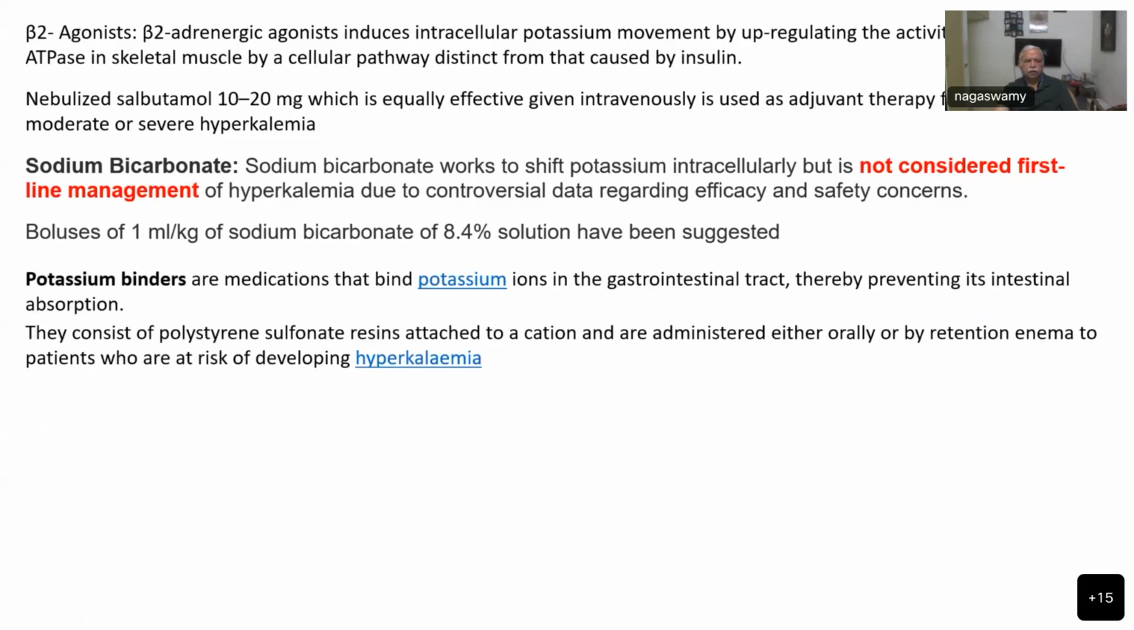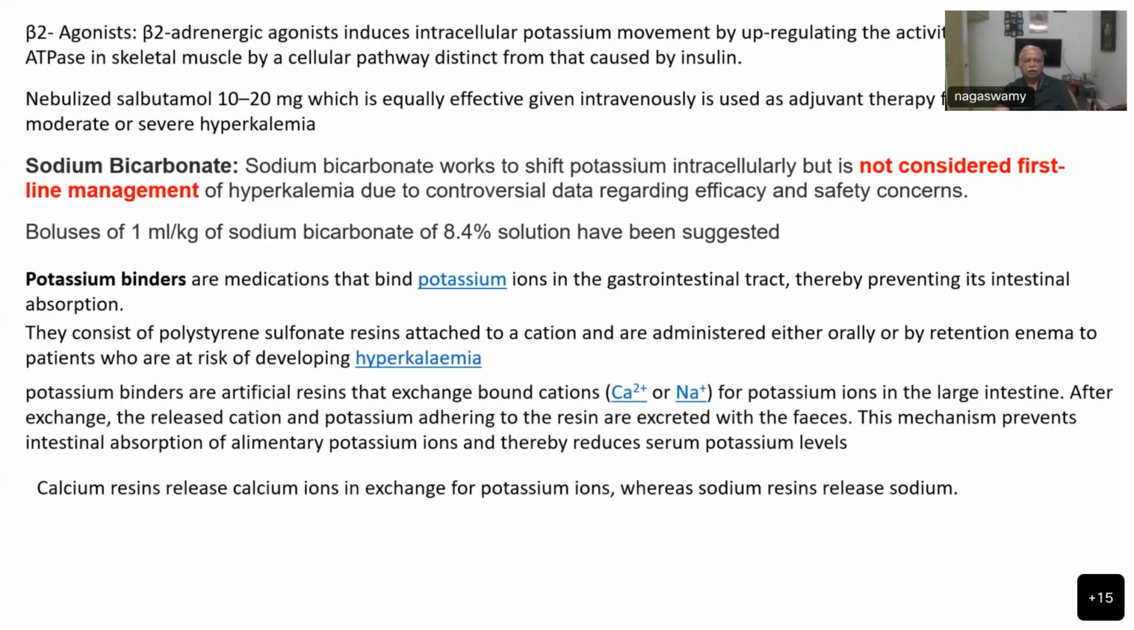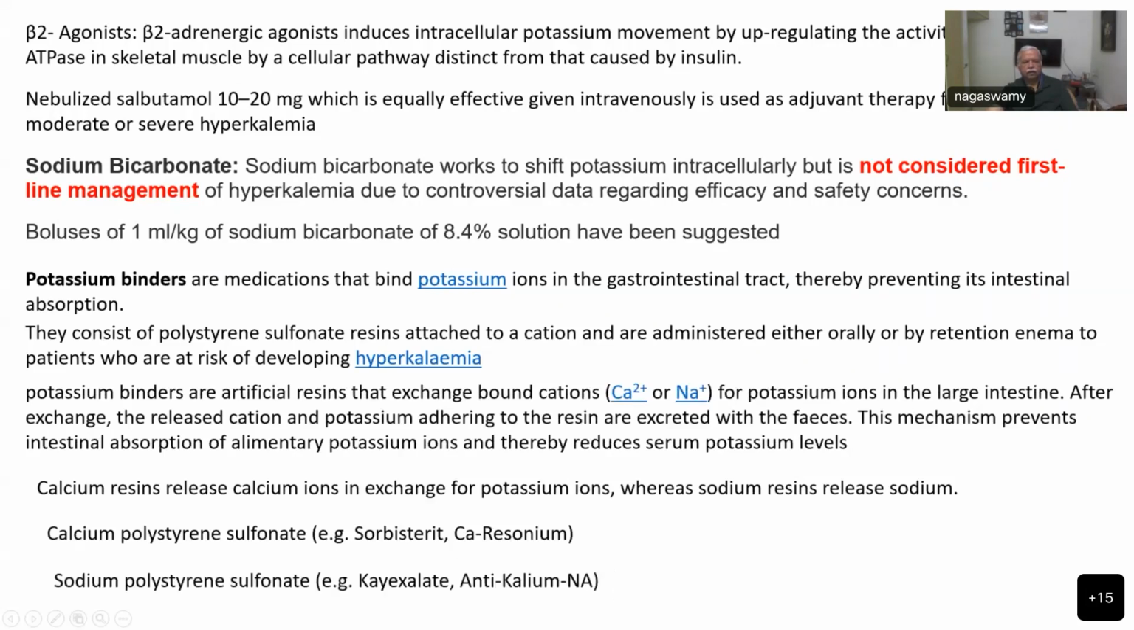And potassium binders are given both orally and rectally as a retention enema. But this is more for chronic hyperkalemia, not as an acute treatment, because it takes time to act, and it will bind either calcium or sodium. So you have two types of preparations: calcium polystyrene sulfonate and sodium polystyrene sulfonate. So this K-xylate is the one which we commonly use, and some people use calcium resonium also. So you must remember the two modes of action of these calcium and sodium binders.